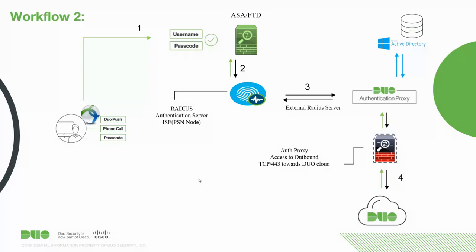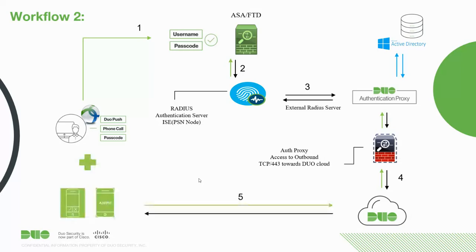For this, one must ensure that there is outbound access from the source, DUO Auth Proxy, towards DUO cloud on TCP 443. It's purely outbound connectivity. DUO Auth Proxy will do the policy evaluation, and as part of the application policy, it is going to ensure that a DUO push is sent back to the end user. The end user has to ensure that if it's a genuine request, he accepts the DUO push notification received on his mobile phone, and after accepting the DUO push, an access accept message will be returned.